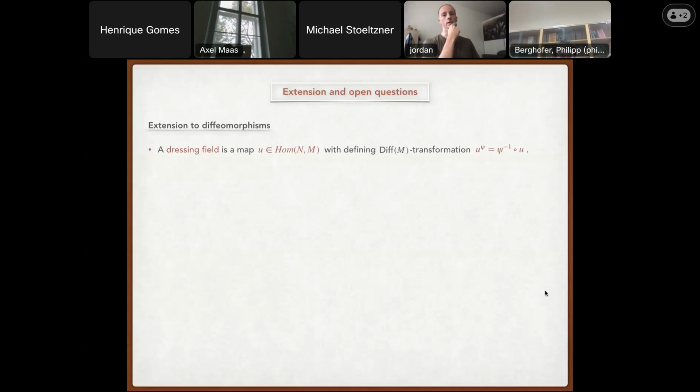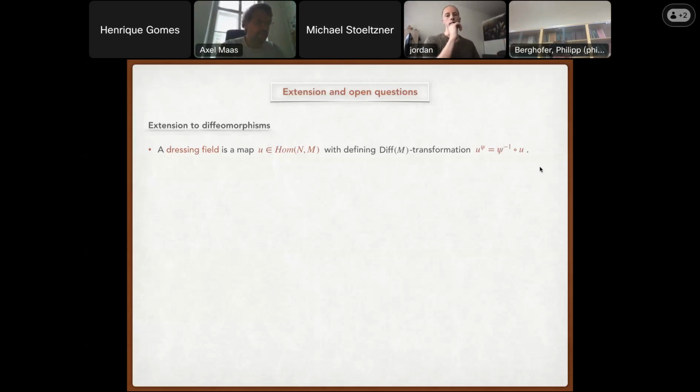So what would be a dressing field in that case? It would be a map, a diffeo from some model manifold N to M, your quote-unquote space-time, and which is defined by its Diff(M) transformation, as is specified here, again on the left, notice, which is of course natural since the target space of the dressing field map in that case is the base manifold. So the diffeos act on the left, and the -1 here is a convention.